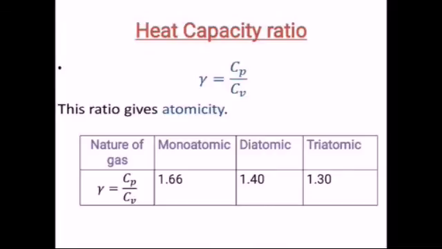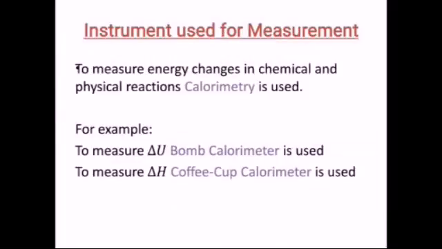Next one, we have instruments. Sometimes questions are asked about what type of instruments are used to measure the energy changes in chemical and physical reactions. So calorimetry is used to measure the energy changes. Remember this point. For example, to measure delta U, that is change in internal energy, a bomb calorimeter is used. And to measure delta H, that is change in enthalpy, the coffee cup calorimeter is used. And also one important point, the bomb calorimeter is used to determine the calorific value of food and fuel. This question can be asked.